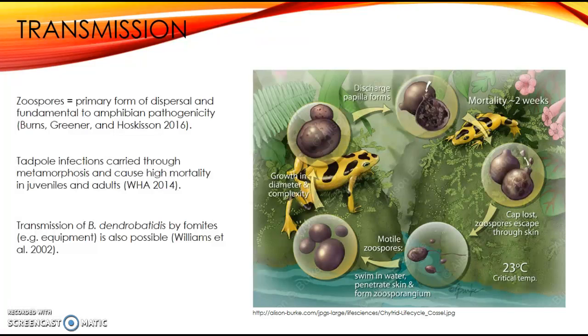Now, regarding the transmission of the disease. The fungus begins as an aquatic spore with a single flagellum. These zoospores disperse within the environment and encounter the thin, permeable skin of amphibians. The zoospores then penetrate the skin and encyst, absorbing their flagellum and forming a cell wall.